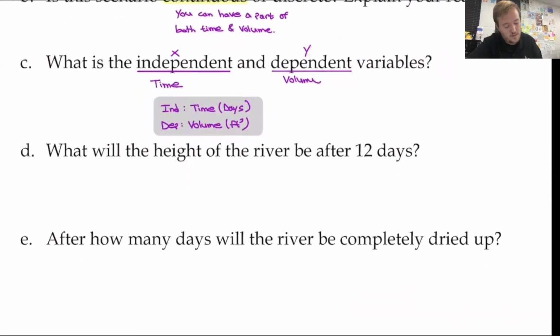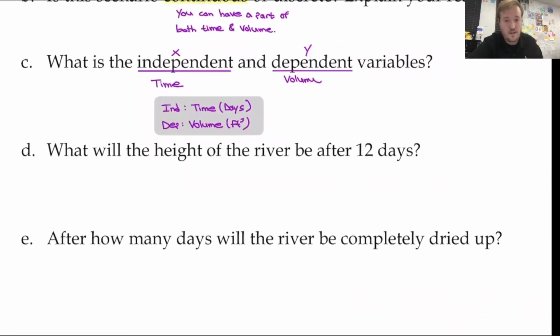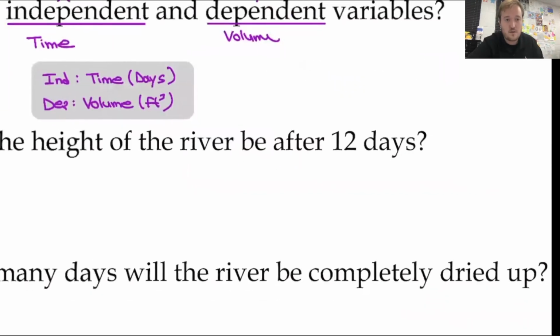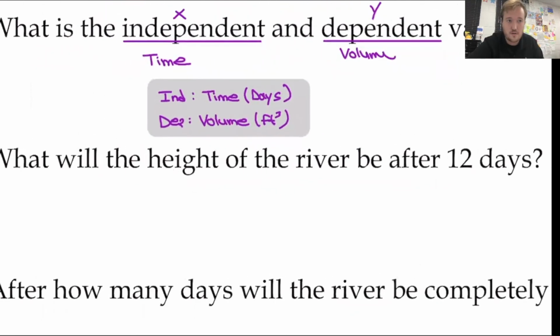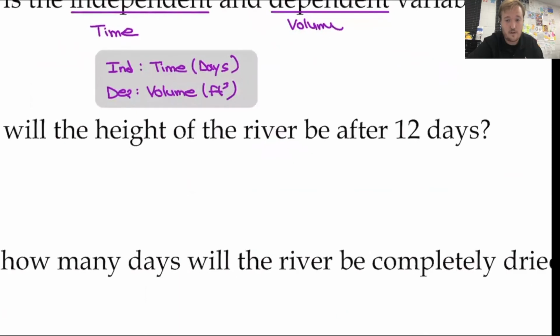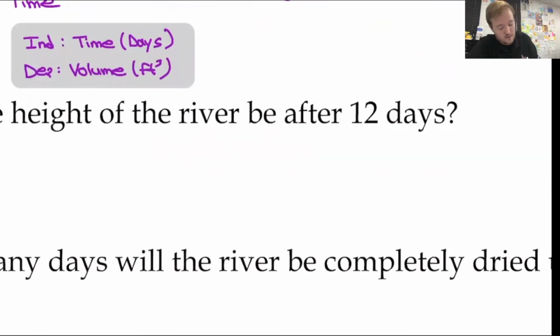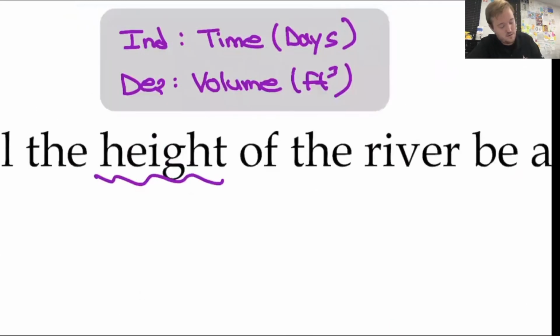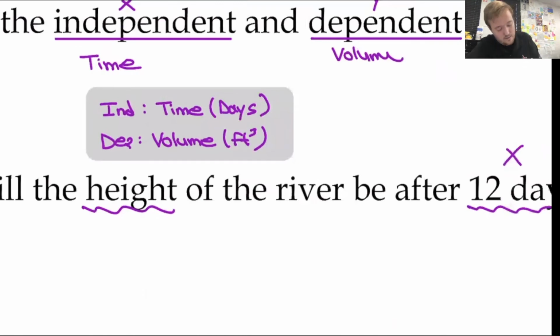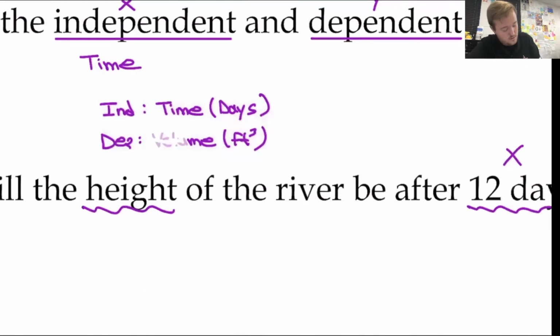Okay, so what's the height of the river after 12 days? So here's the thing. This is where you really want to use your independent and dependent parts to your advantage. So part C is really going to come in handy. They're giving us 12 days. Well, that represents time, which means they give us an x value, which means they want you to find the height. Oh, dependent's not volume, it's height. Silly old me.